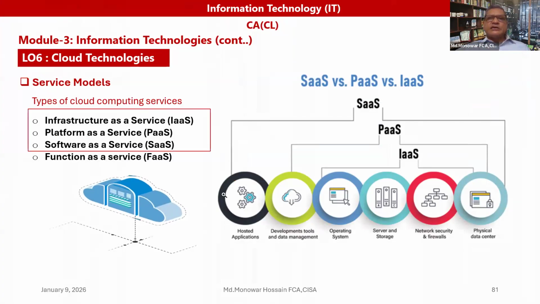So you have seen that. Look here: software as a service, SaaS; platform as a service uses the platform; infrastructure as a service uses the infrastructure. Here software as a service uses the hosted application, and sometimes it can be a data center. Platform as a service provides development tools and data management, and infrastructure as a service includes the operating system, servers, storage, network, etc.